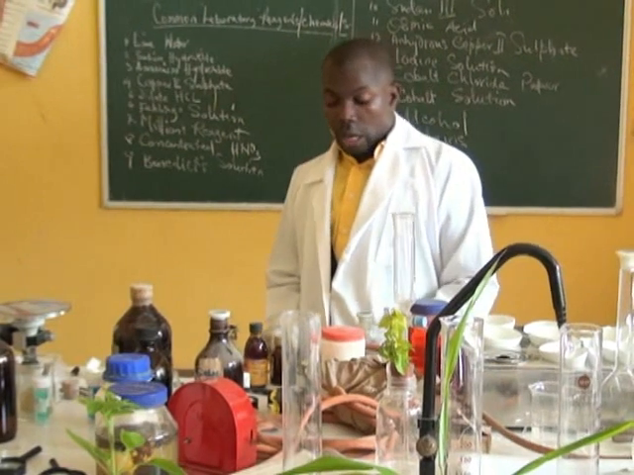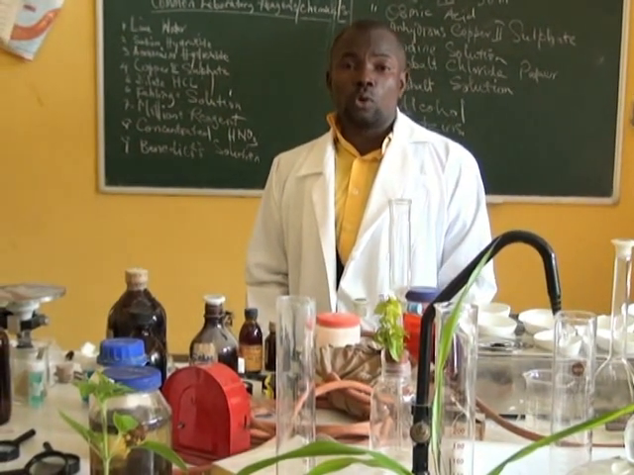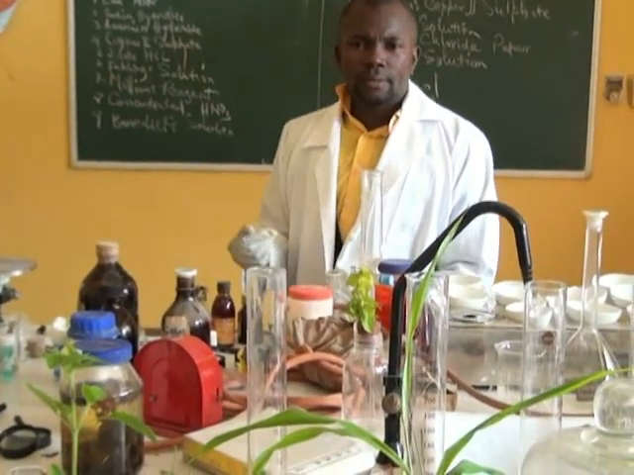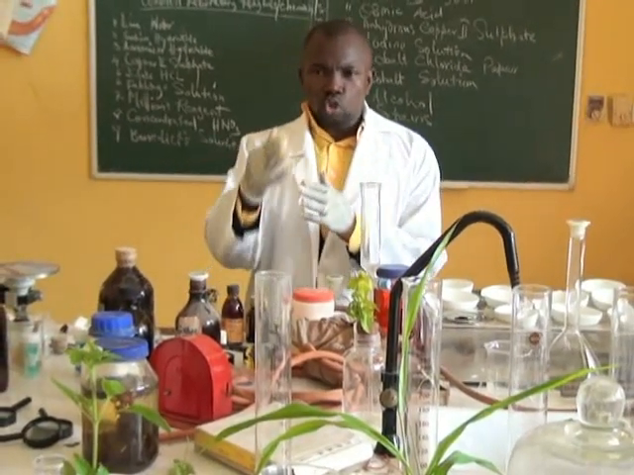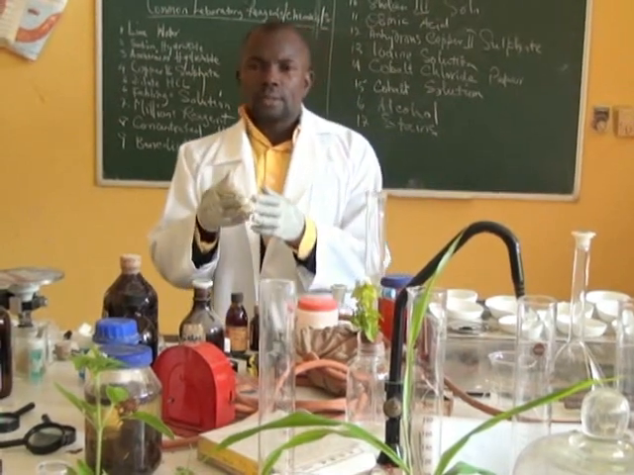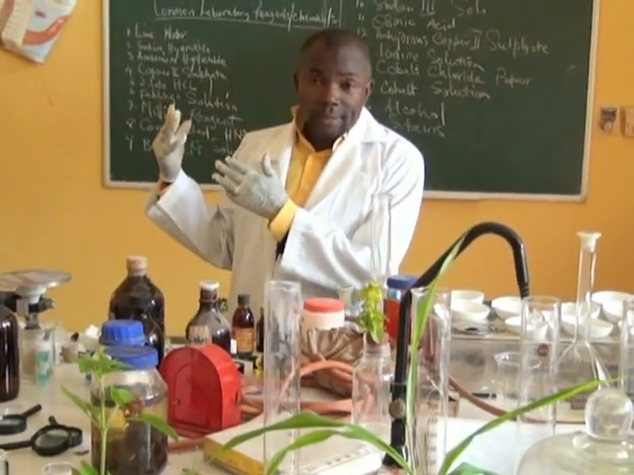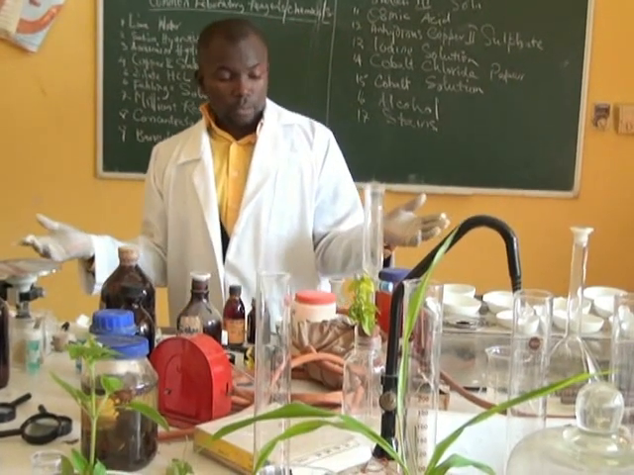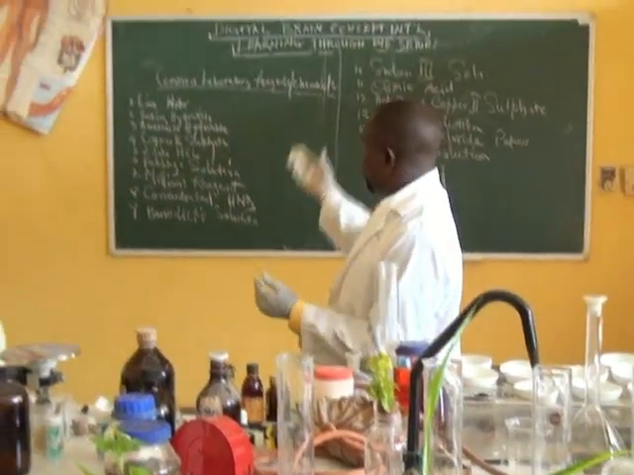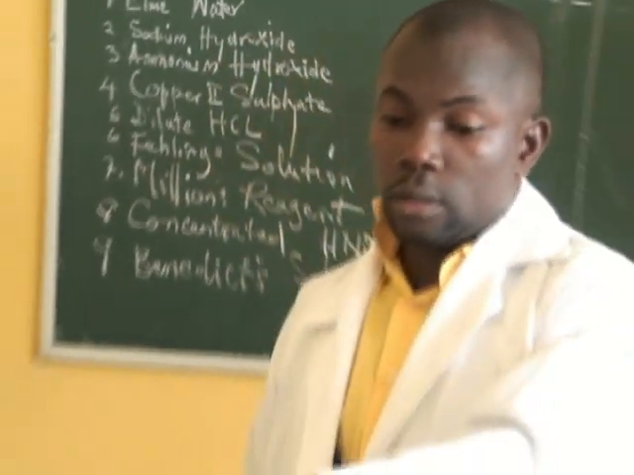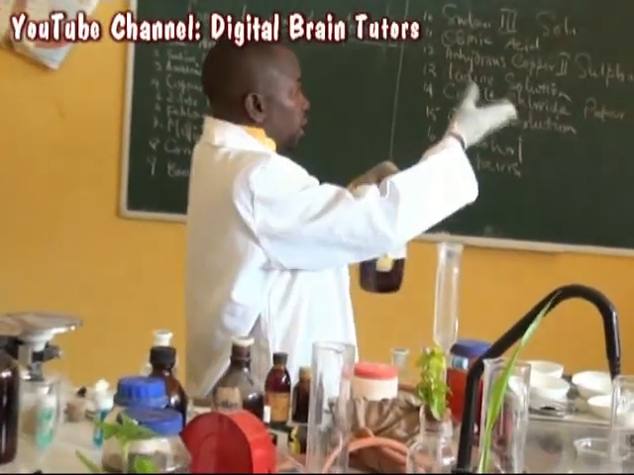So I would like to show you some of the chemicals that we use in the biology lab and what they are used for. And as we start carrying out the experiments stage by stage, we will begin to know how to use these chemicals, and you begin to put them in practice. These chemicals are dangerous, so when we are dealing with them, we handle them with care. As you can see, number one there is lime water. We have it in a bottle here. We have some of them on the shelf here.